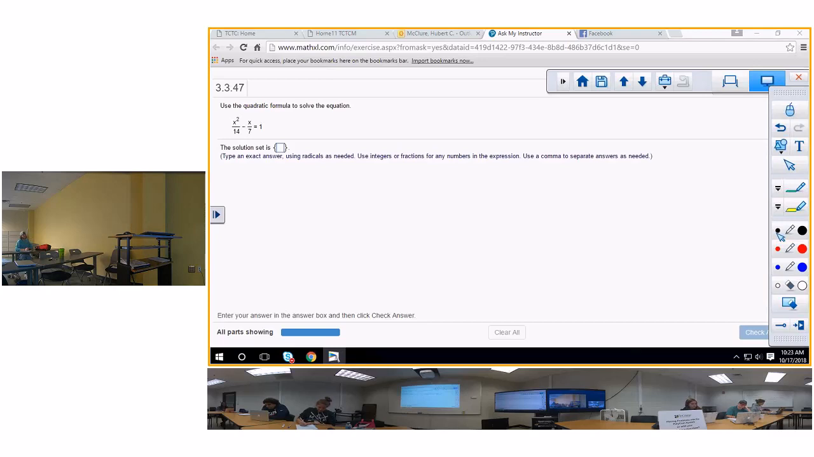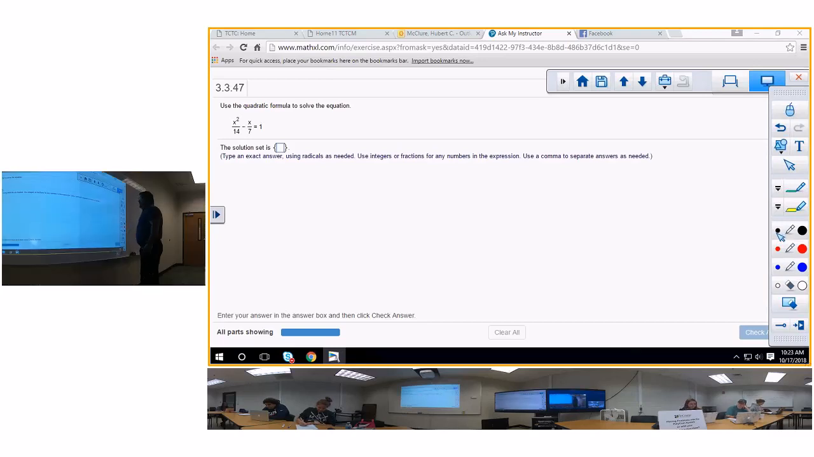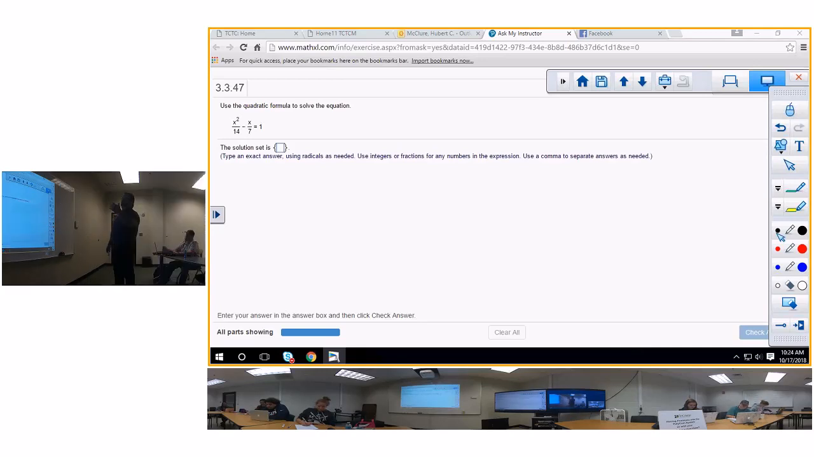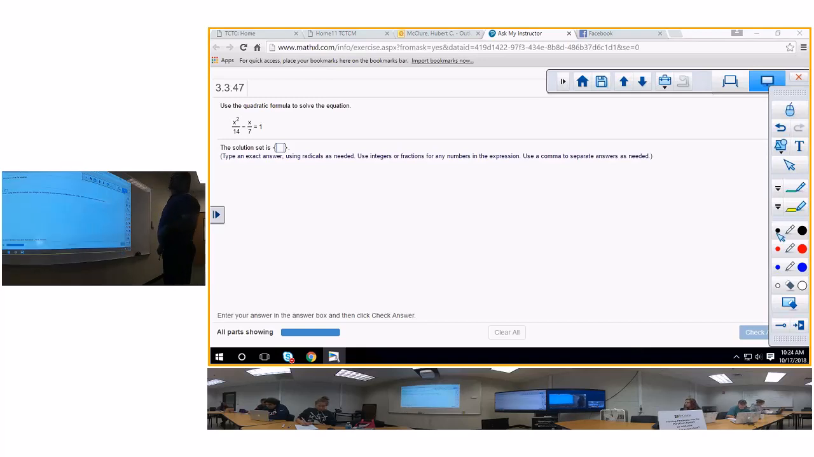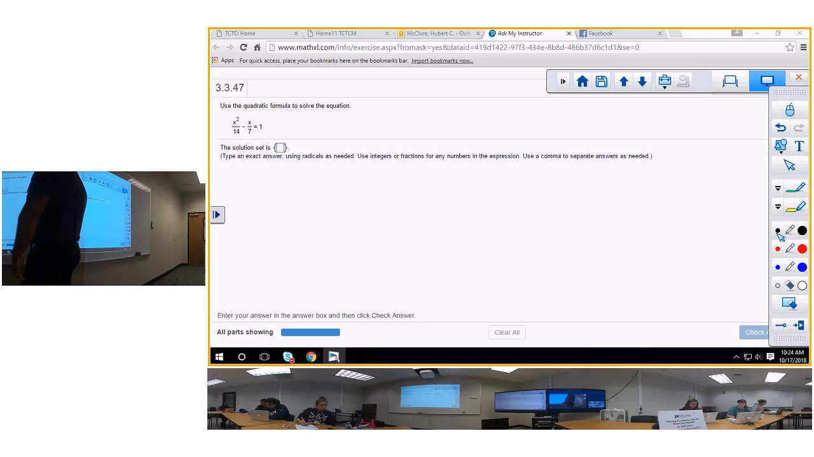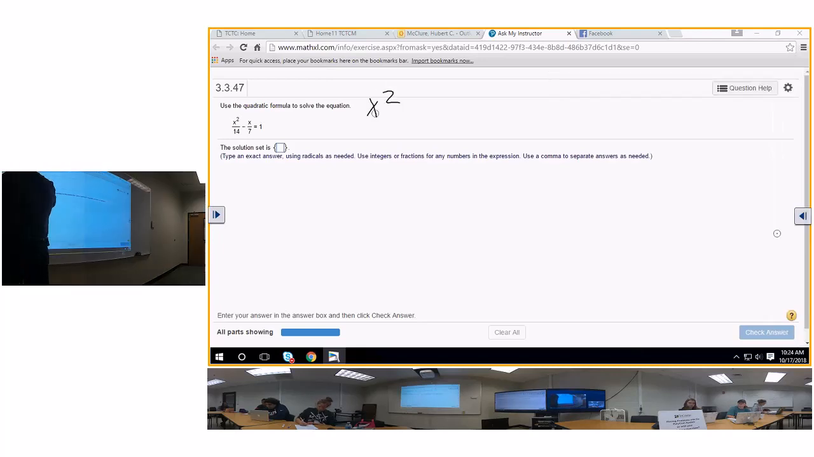Multiply through by the what? Common what? Denominator. Okay, I want you to go ahead and write that down, and then I'm going to flip over to the whiteboard so we can use the whole board. So, write that down. It's, for those that can't see, x squared over 14 minus x over 7 is equal to 1. That's what it looks like.